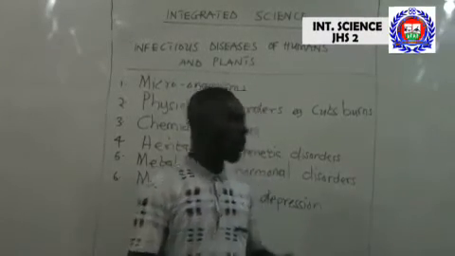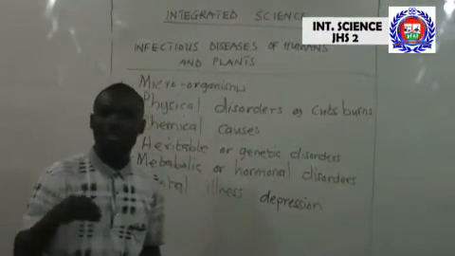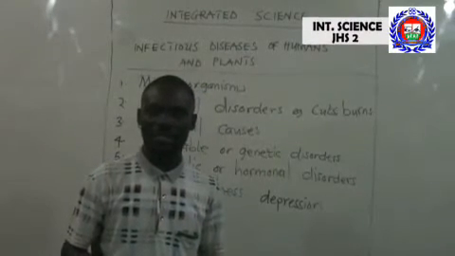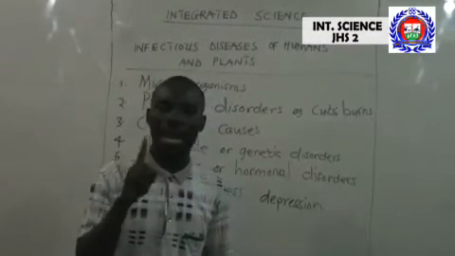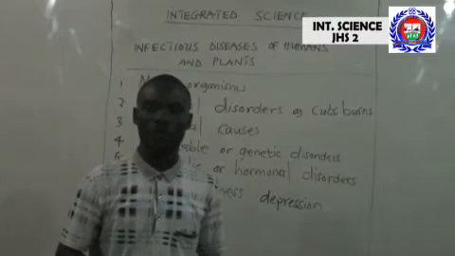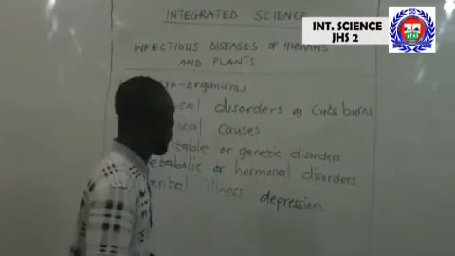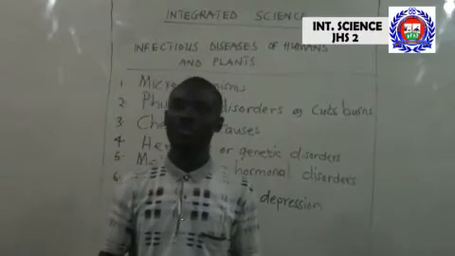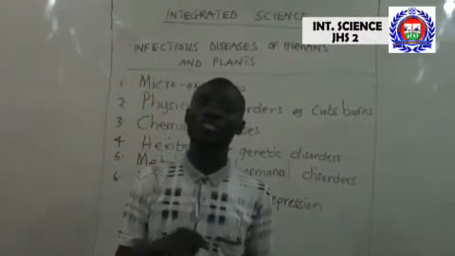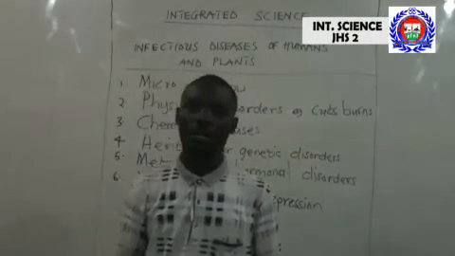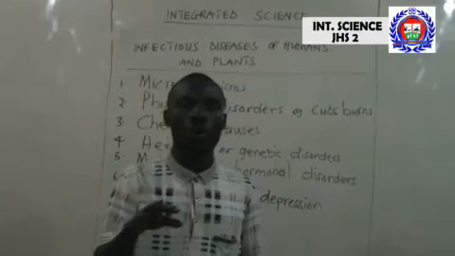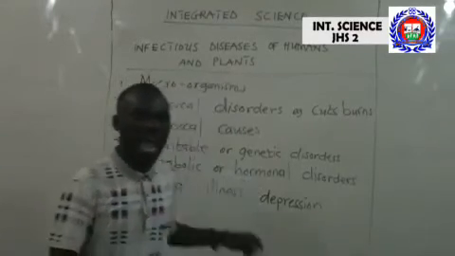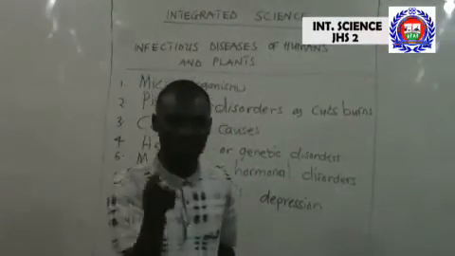Very good. I hope by now we've seen what a disease is and what brings about diseases. Now we are going to take them one after the other, the causes of the diseases. Now, the first one we are going to look at, microorganisms. Microorganisms are tiny organisms that cannot be seen with the naked eye, but can only be seen with the help of a microscope. That is why we said it is called a microbe. It means it is very tiny.